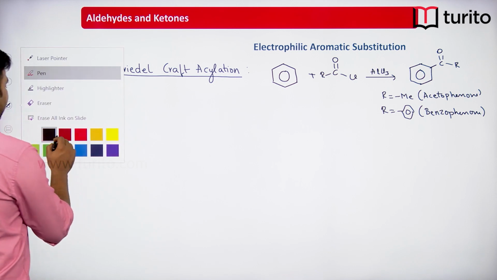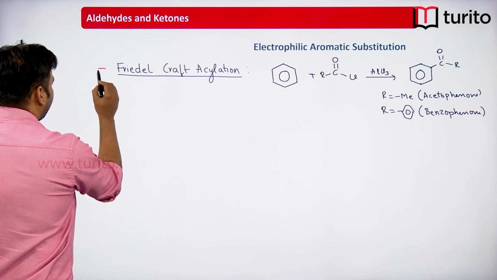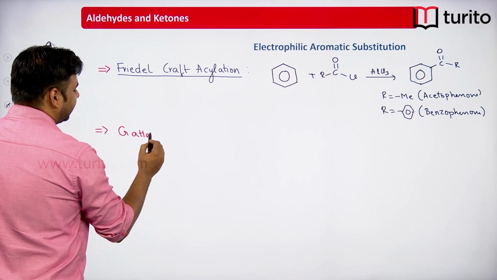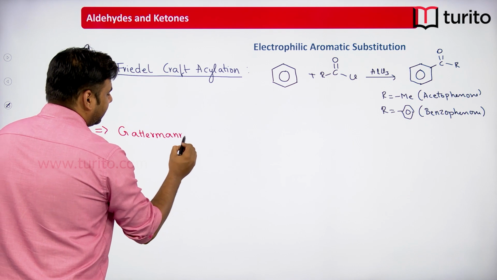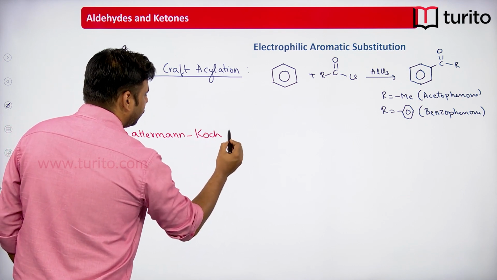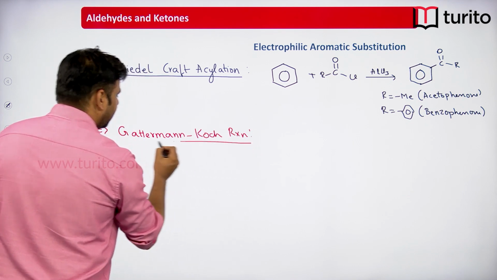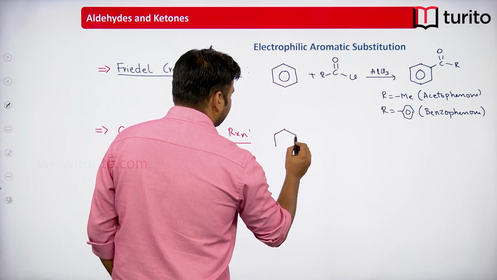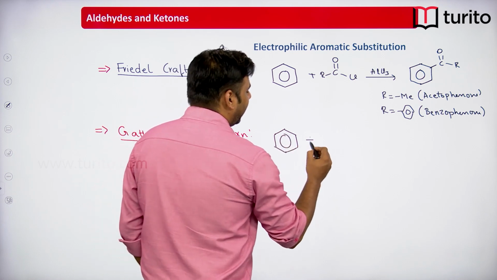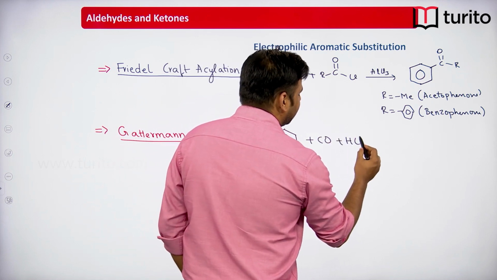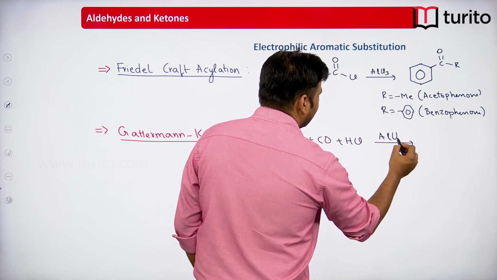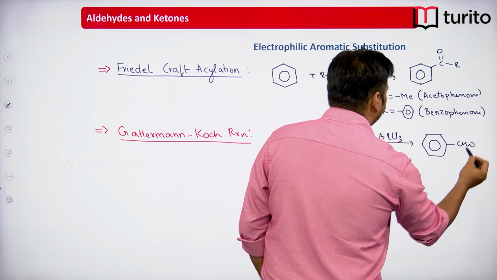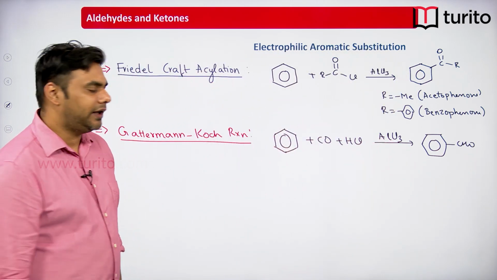The next reaction that we can do is known as the Gattermann-Koch reaction. In a Gattermann-Koch reaction, we take benzene and react it with CO and HCl in the presence of AlCl3, and we form benzaldehyde. So this is again an example of an electrophilic aromatic substitution reaction.